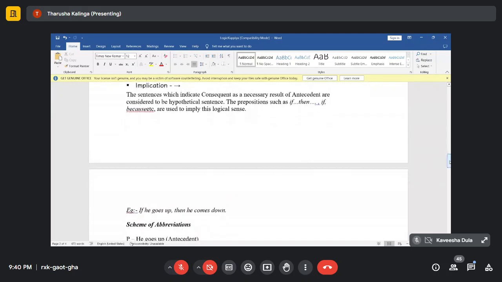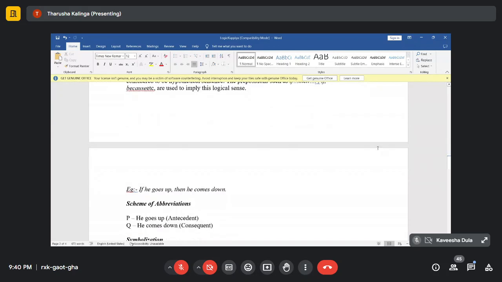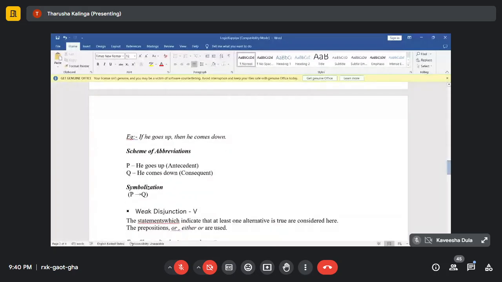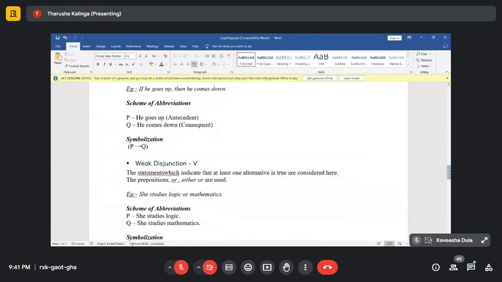So anywhere you can find these kinds of conditional statements. If he goes up, then he comes down. Like that. Okay, here is the scheme of abbreviations. Here we have given the scheme like he goes up, he comes down. Here I have named it, labeled it just for you to understand. Antecedent. It is not needed to write down these things. Okay. Then symbolization is there.